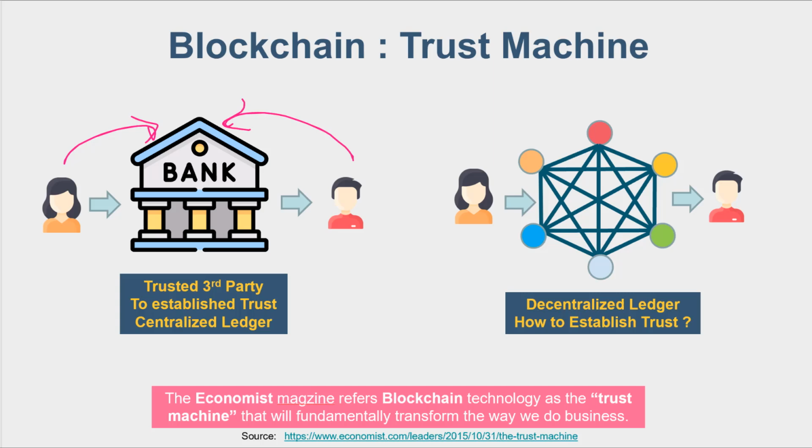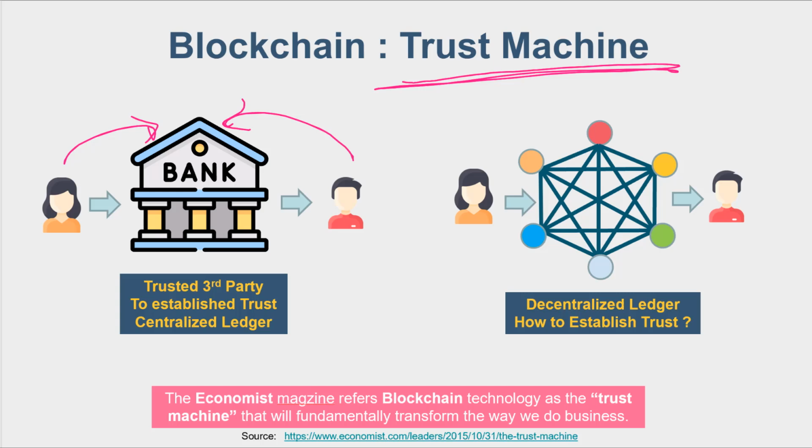But blockchain, as I said, is going to automate the trust between the different nodes and parties in the network. It is referred to as the trust machine by the Economist magazine, which called blockchain technology a trust machine that will fundamentally transform the way we do business.